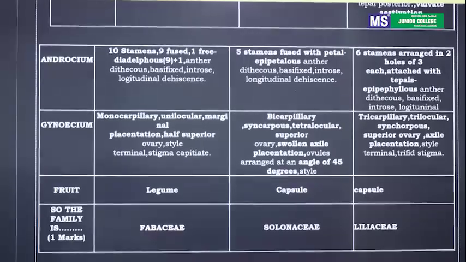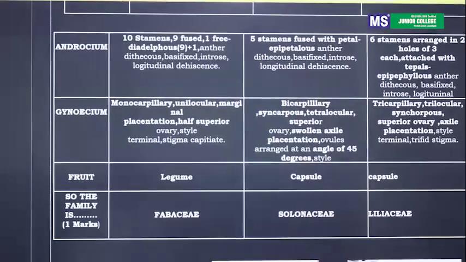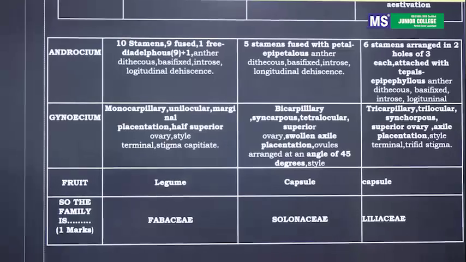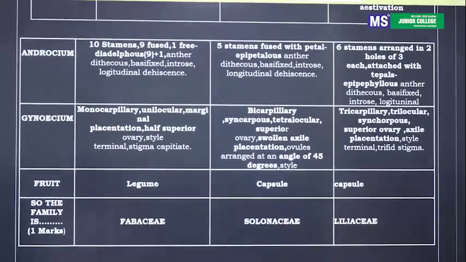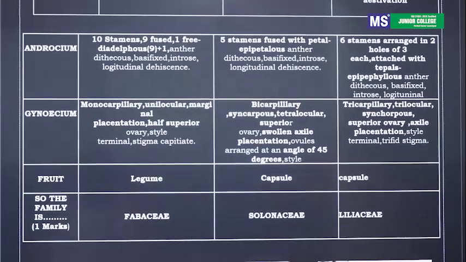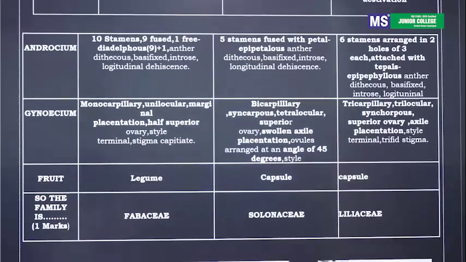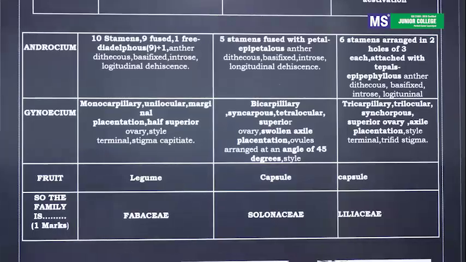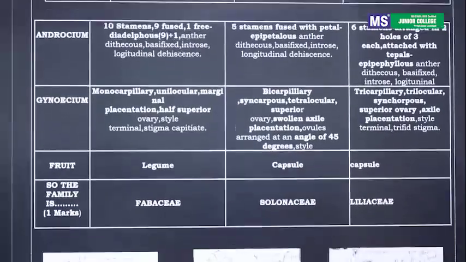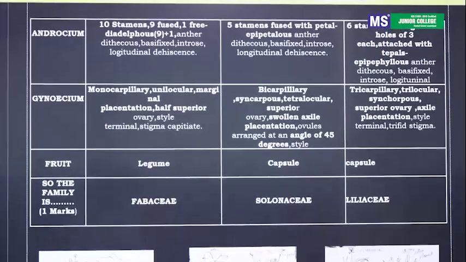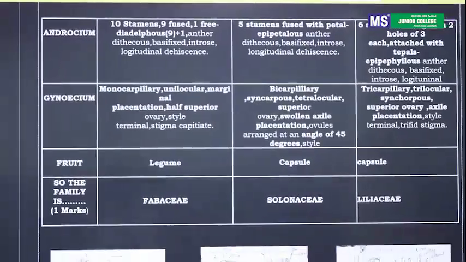And now Liliaceae, 6 stamens are there, 3 are in one whorl and the other 3 are in the other whorl, and these stamens are attached to the tepals. This condition is called epiphyllous condition. Here also the anther is dithecous, introrse, basifixed and longitudinal dehiscence. Now let us concentrate on gynoecium.